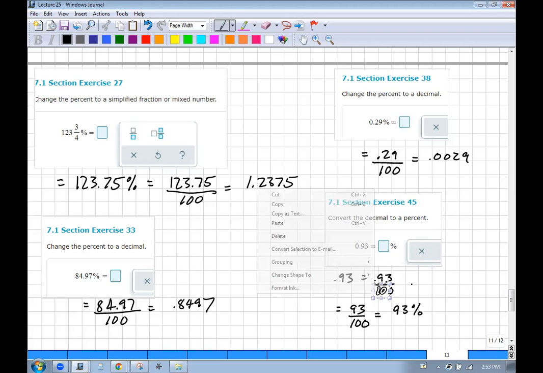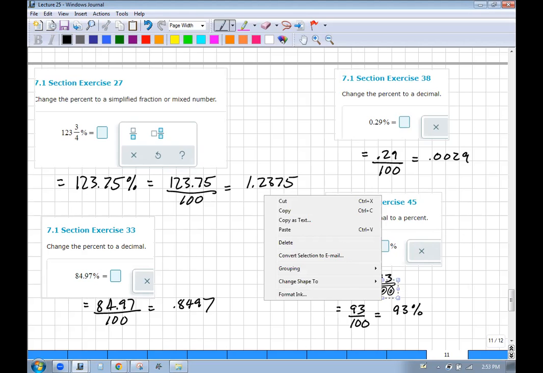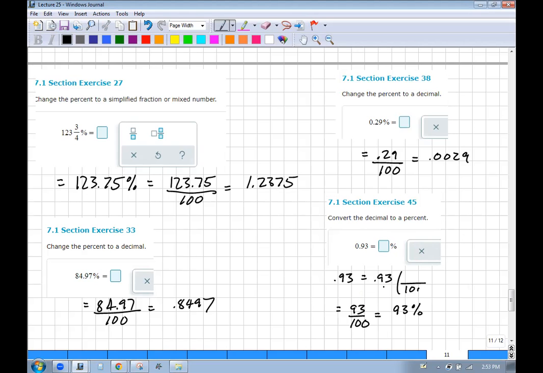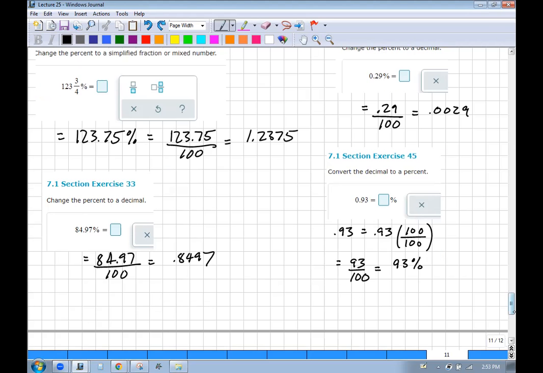Well, let me do it a little differently. I need 100 on the bottom. I can't just put 1 on the bottom unless I put 1 on the top too, right? This is the number one. Multiplying 0.93 times the number one. So I keep the 100 on the bottom, and 0.93 times 100 moves the decimal to the right twice. So it's using your smart one knowledge.